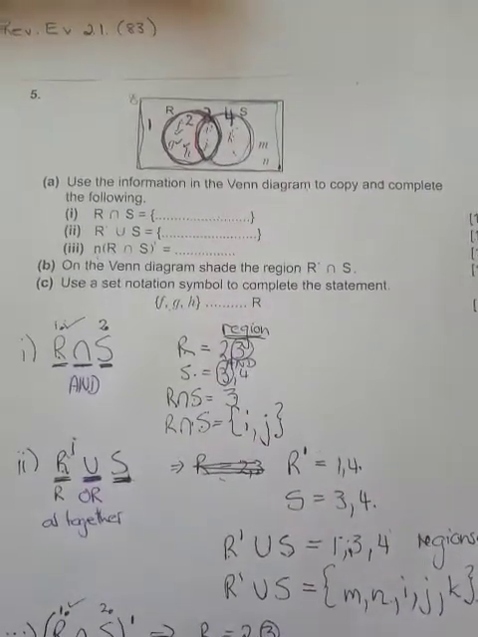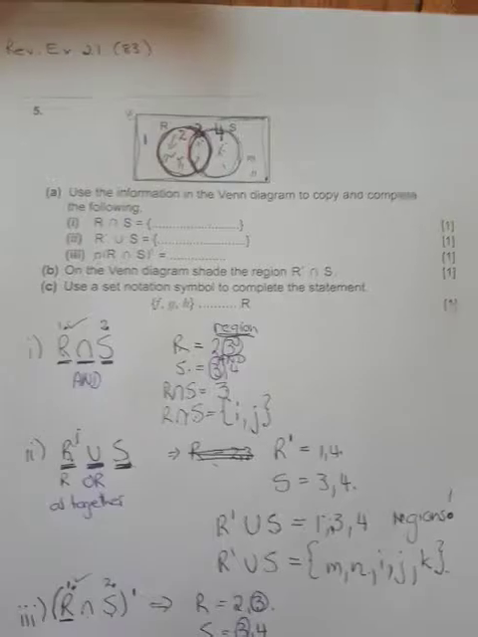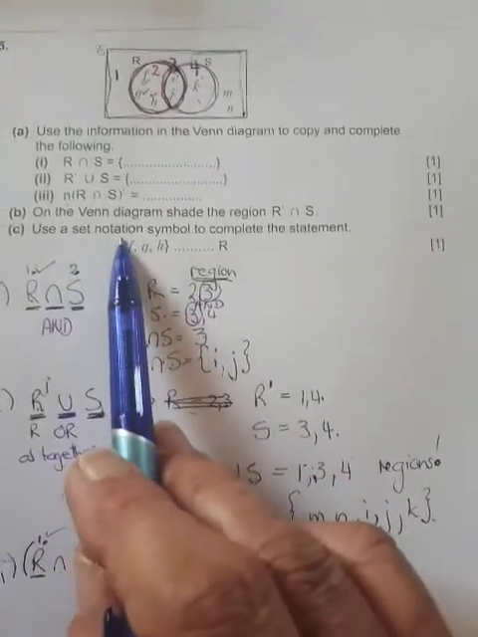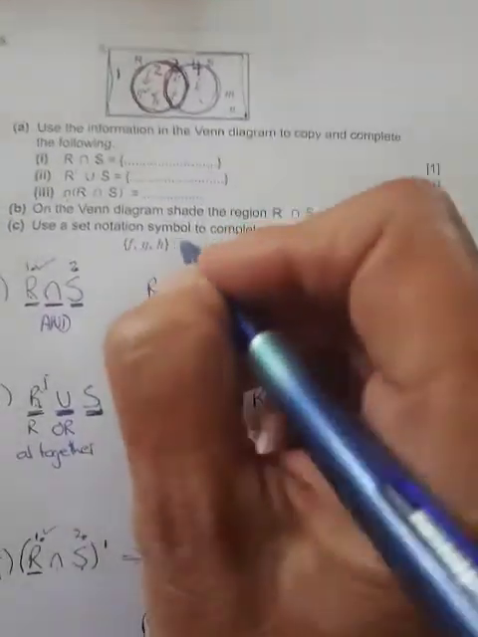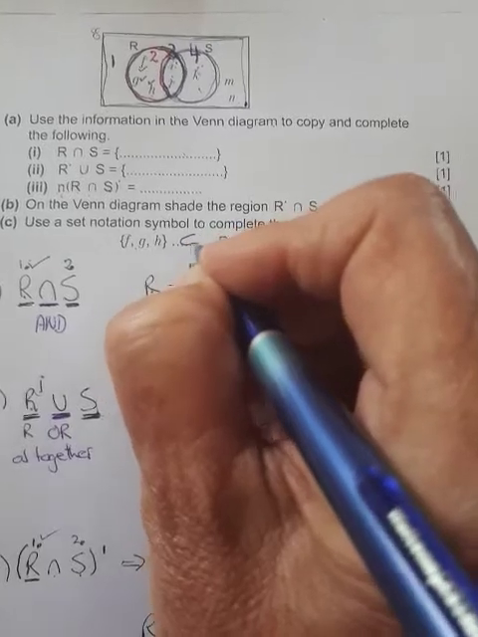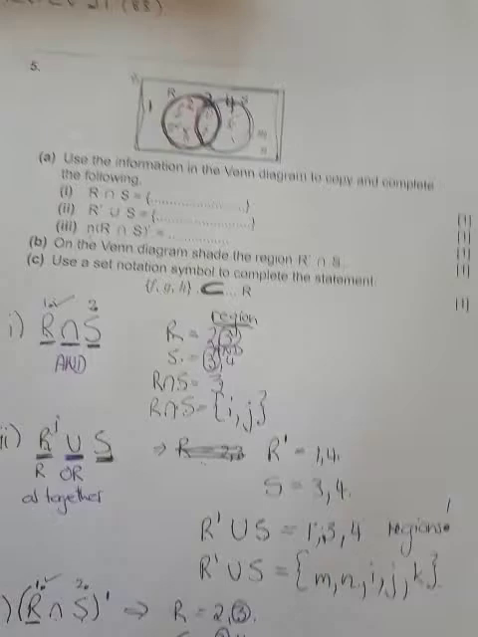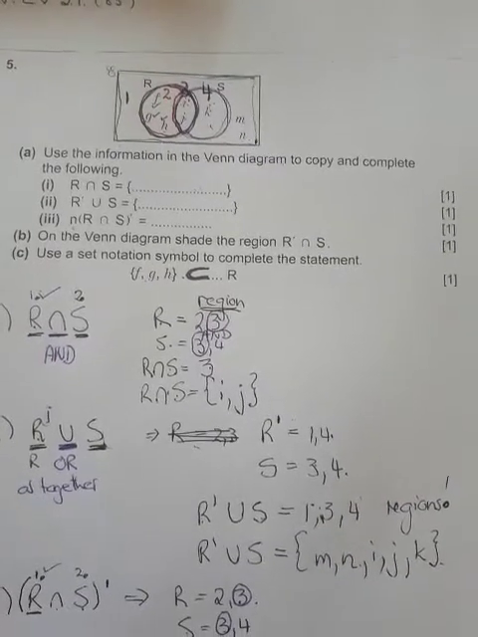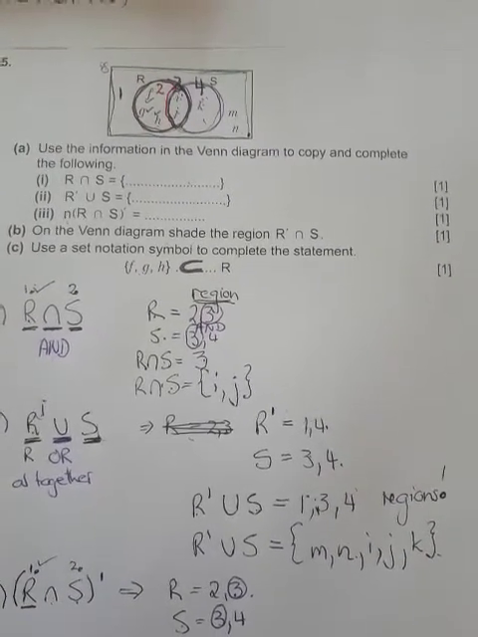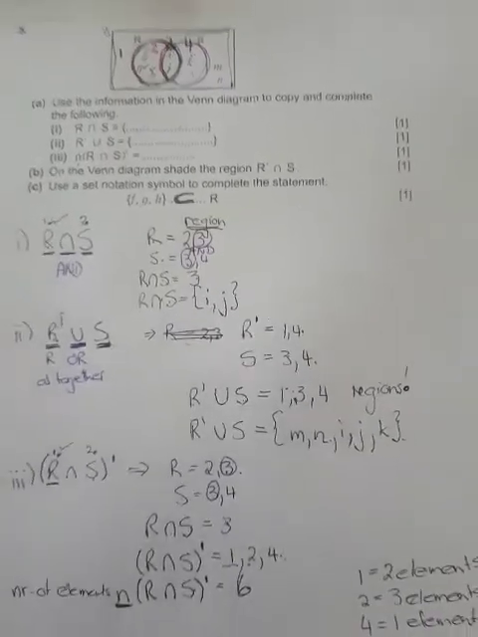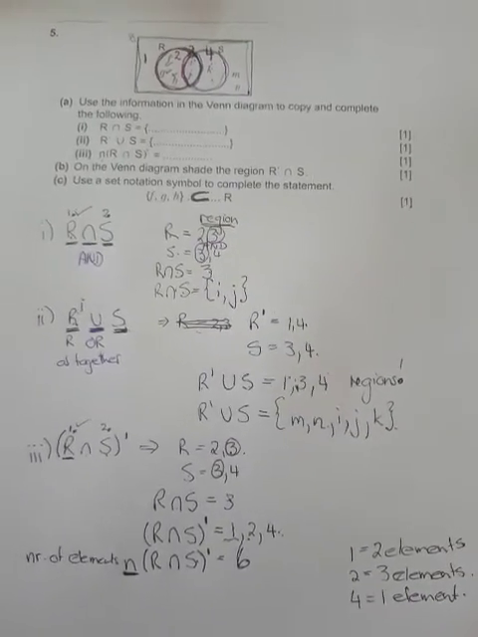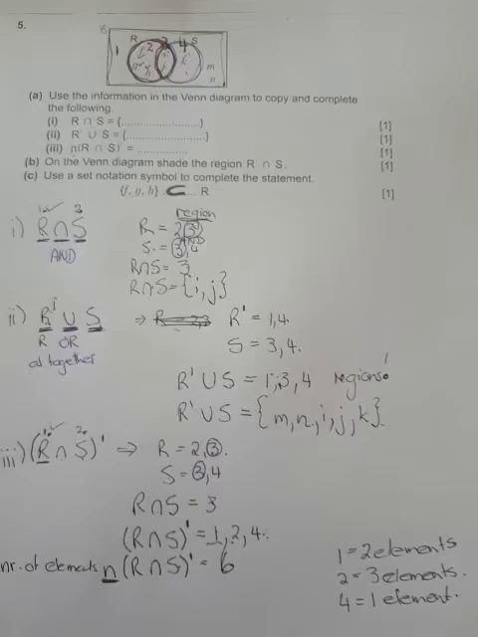If you don't know this, you must simply learn your set notation symbols. And a proper subset is like an elongated C. Yes, I will post a few more videos on more examples of this.